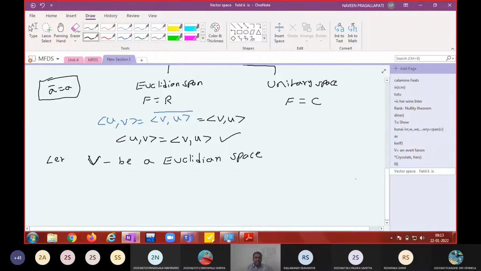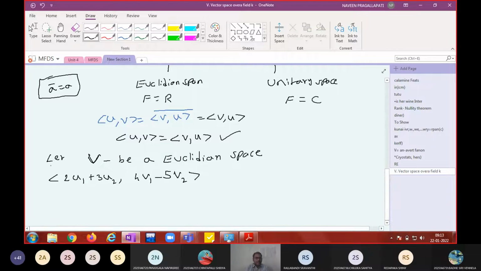In that case, I can assume this condition. So if I want to find out the inner product of two vectors like this, let us say 2u1 plus 3u2, comma, 4v1 minus 5v2. Okay, so then how do you find out the inner product of this?